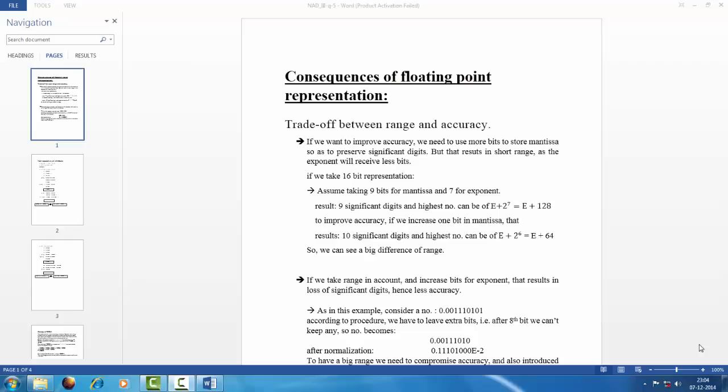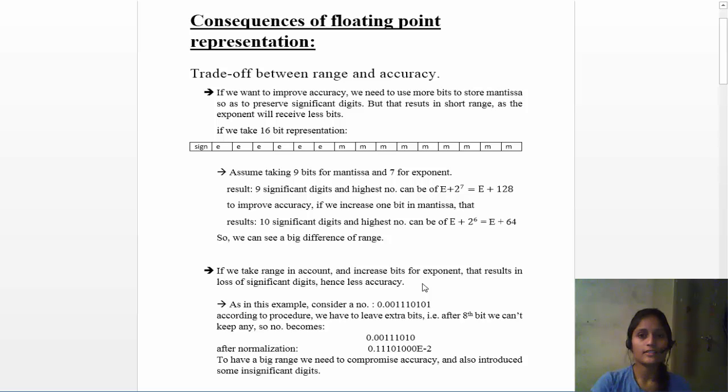So let's see. The first thing is the trade-off between range and accuracy. Range is the number of numbers we can represent, how many numbers we can represent. And second is accuracy. Accuracy is how close the represented value is to the actual value, because when we are representing the values in a computer, they are modified from their actual value. So if we want to improve accuracy, we need to compromise with the range.